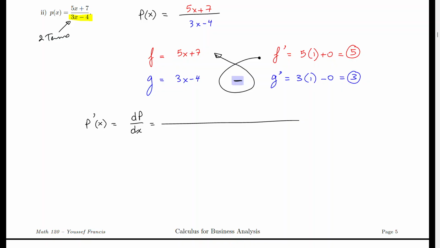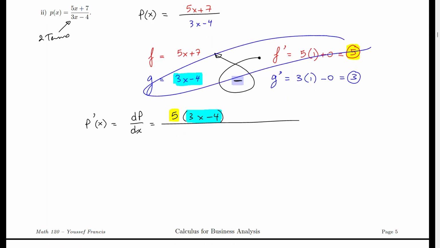So what's on the numerator? On the numerator, I'm going to be writing down 5 times 3x minus 4. The 5 from this corner gets multiplied with the 3x minus 4 from the opposite corner. And you always have to follow that order. You have to multiply these two corners first, otherwise it's going to be wrong, because in this case we will be subtracting, and if you don't do the subtraction in the right order, you're going to get the wrong answer.